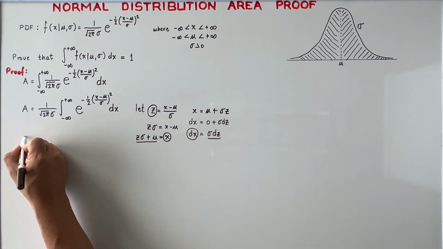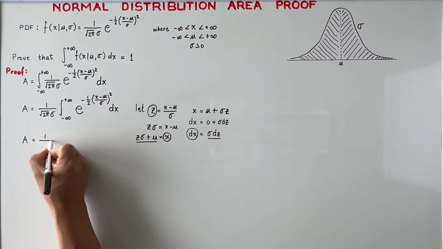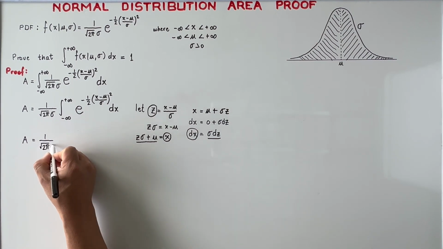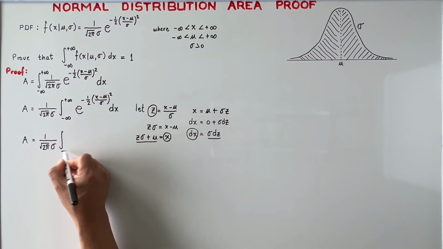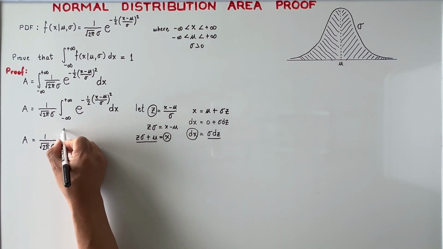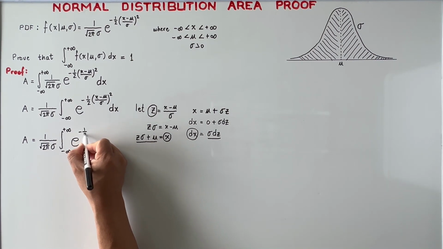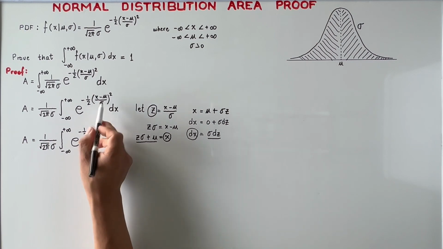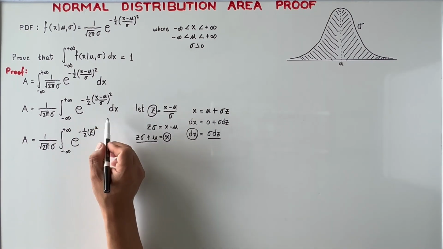So to write, we have A, the area, is equal to 1 over the square root of 2 pi times the standard deviation sigma, multiplied by the integral from negative infinity to positive infinity of e to the power negative 1/2 z squared, because I substituted the value of this fraction by z.